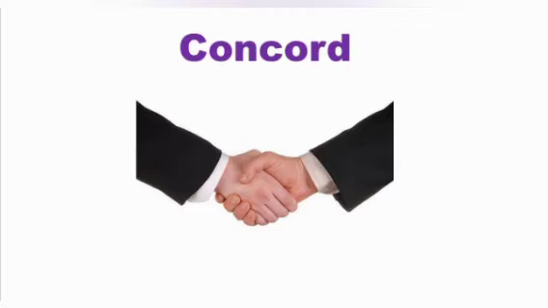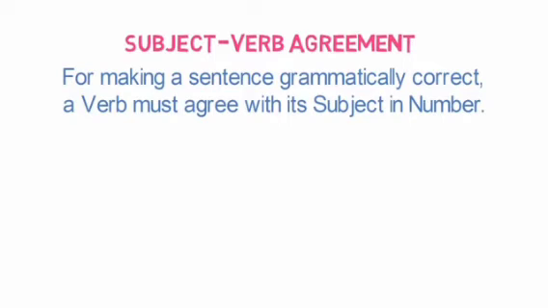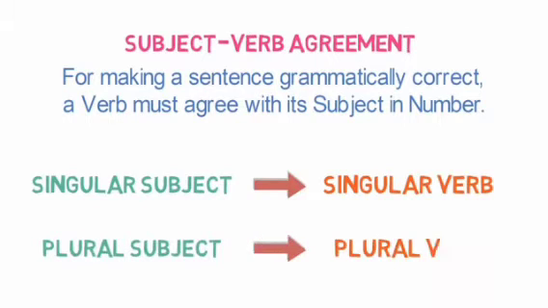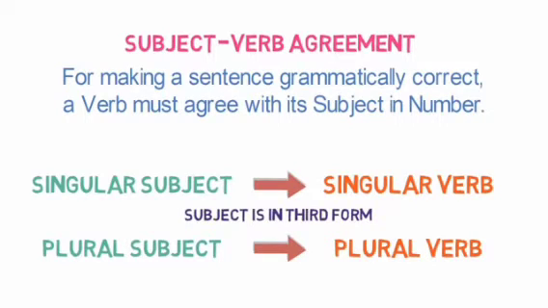Concord simply means agreement. In English grammar, it is subject-verb agreement. That is, a verb must agree with a subject in number. A singular subject will take a singular verb, and a plural subject takes a plural verb. This often works when the subject is in the third person.